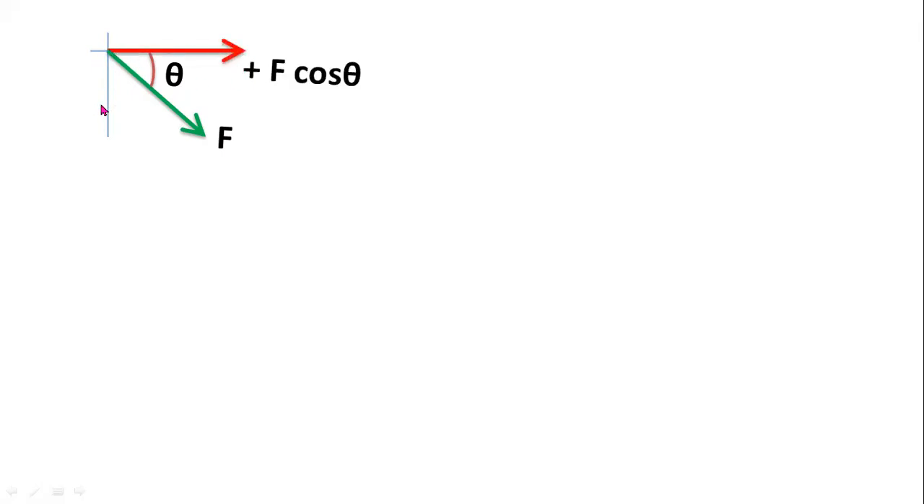In similar way, if a force F lies in the fourth quadrant, then you have to convert this inclined force into horizontal component F cos theta and vertical component F sine theta. Here this is the adjacent side, this is the opposite side, so you have to consider sine theta for opposite sides, cos theta for adjacent sides. Here this force is acting away from the origin, so you have to consider x-axis and y-axis components also away from the origin.